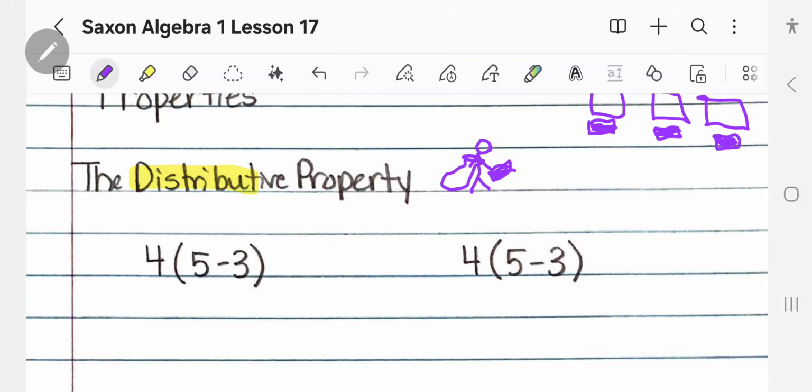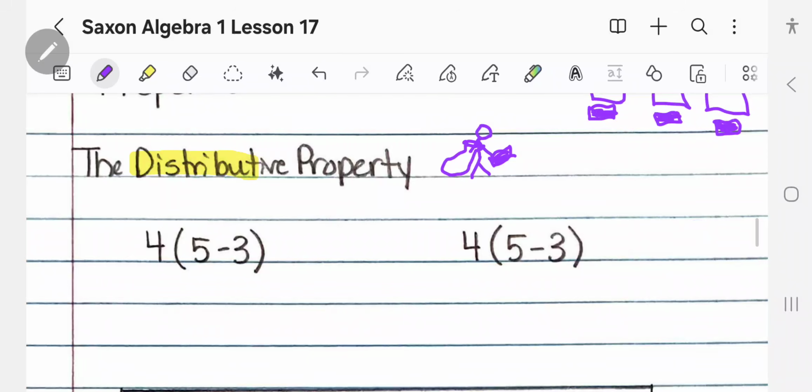Now, I'm going to use that property in just a second. First, I'm going to work this problem the way you already know how to work it, over here on the left. We would look at this and say we have symbols of inclusion, so we can start there. 5 minus 3 is 2. Let's copy everything else down. Now I can do that multiplication, and 4 times 2 is 8. Not hard, right? You know how to do that.